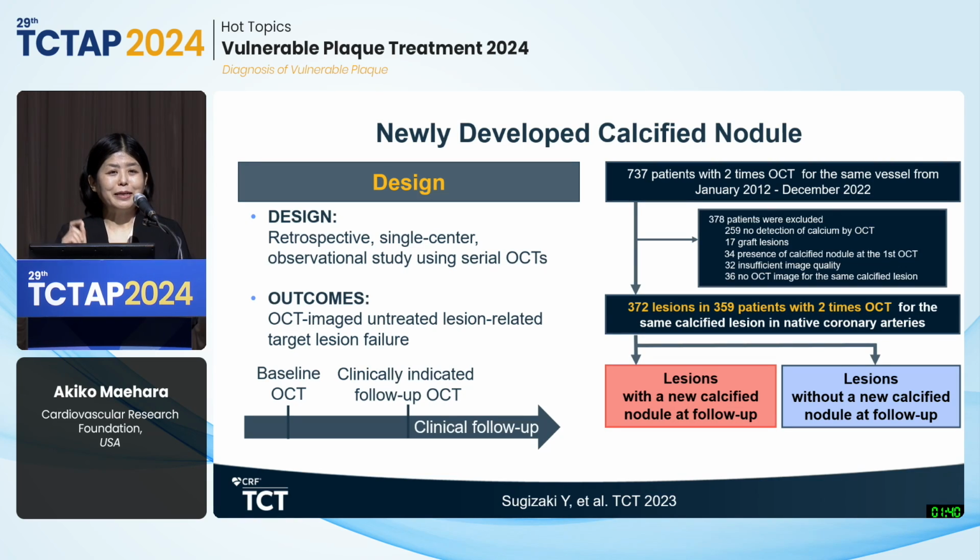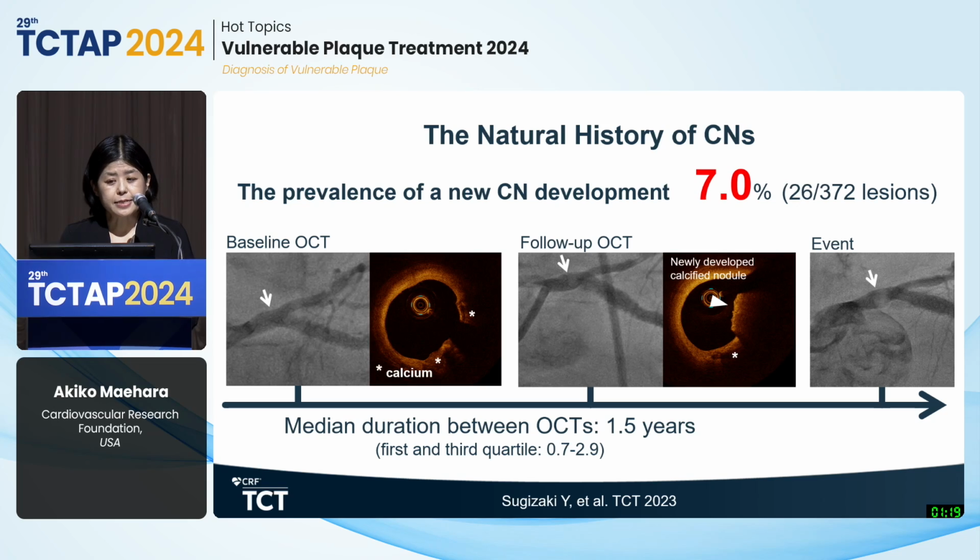And in terms of the calcified nodule, that's a totally different aspect. To answer the question, we included 372 calcified lesions in 350 patients, who had OCT twice. Our question was, is calcified plaque causing the new development of the calcified nodule? And the answer was yes, and we found 7% of the calcified plaques in the future caused a calcified nodule.